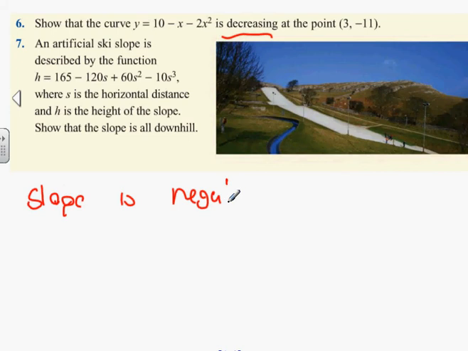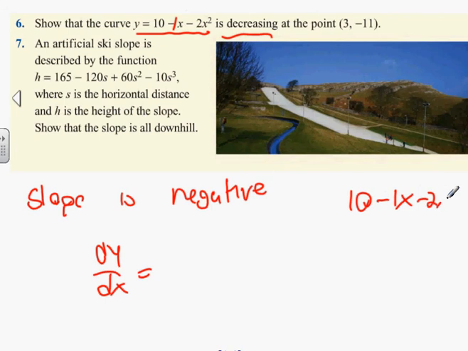What is the slope in differentiation? Yeah, once again, what is the slope in differentiation? Dy dx. Exactly. So you do your first derivative, and that's your slope. So what is the first derivative? Go for it. When I differentiate it, the x disappears. It's 10 minus 1x minus 2x squared.